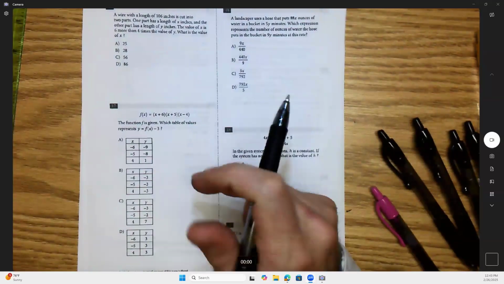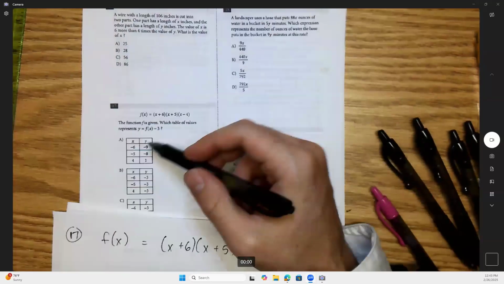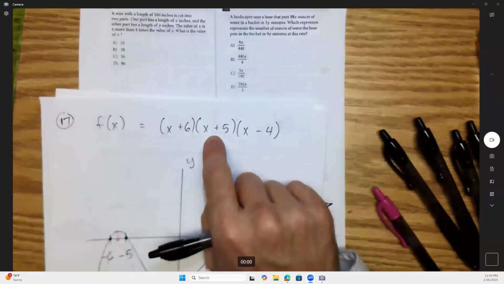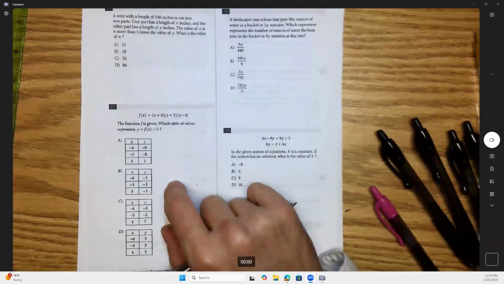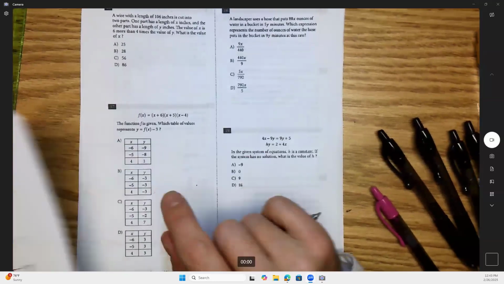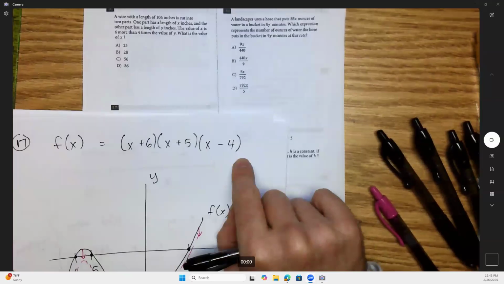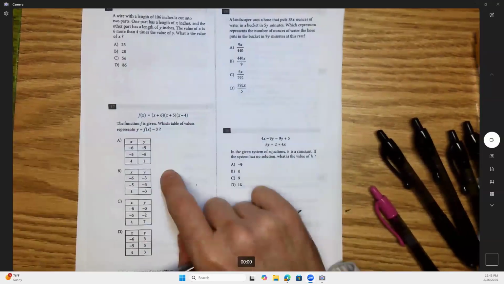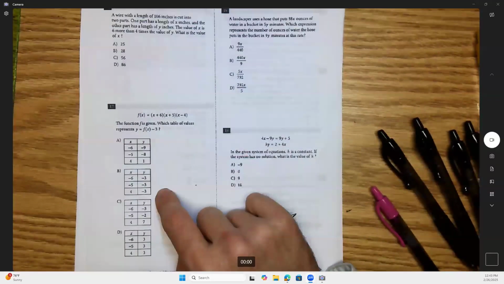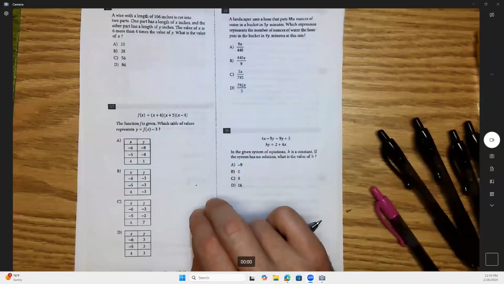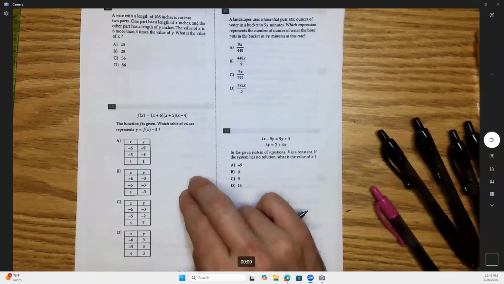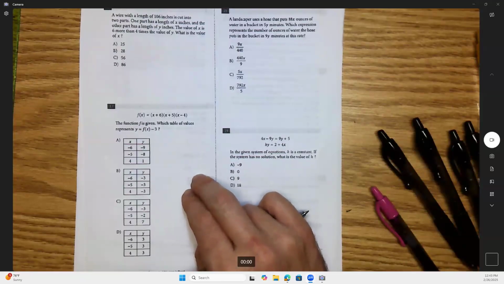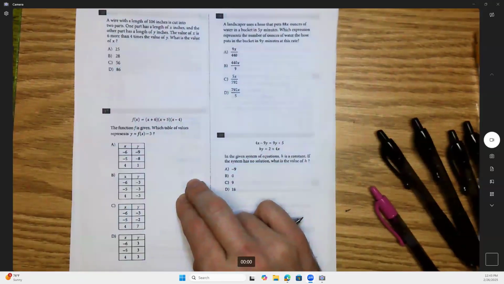How about -5? Guys, what if you plug in -5? What is f of x equal to? Also 0. And if you shift that down 3, you get -3. How about what if you plug in 4? f of x is 0. Therefore, y would also be -3. Okay. So, guys, what's the answer to 17? B. We just checked all 3 of those. So everybody's good with 17 is B?